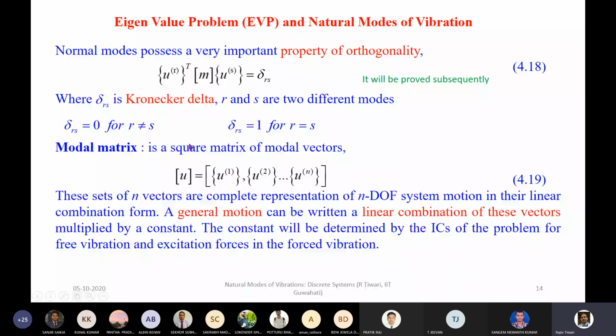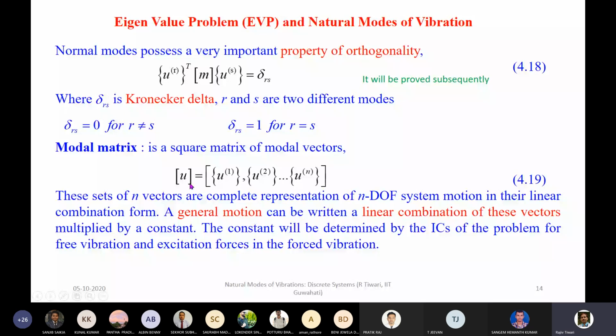As we saw in the last class, for each natural frequency there is one eigenvector. The size of that is n by 1. If we stack all such eigenvectors from the first mode, second mode, up to the nth mode in a matrix form, then the size of this matrix will be n by n for an n degree of freedom system. This matrix, which we get from the individual eigenvectors, is called the modal matrix.